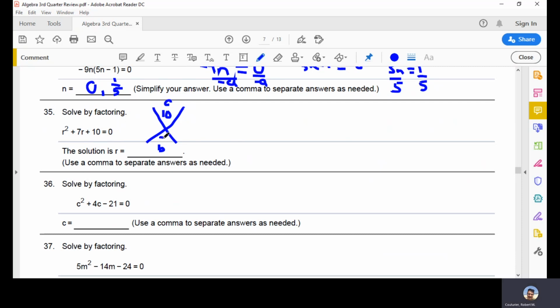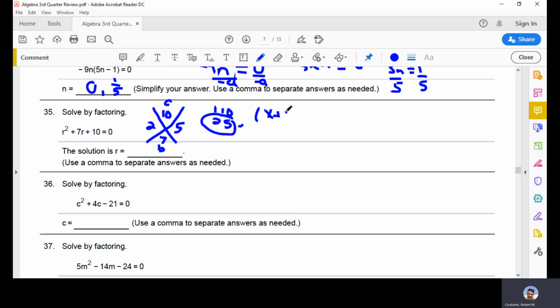B is 7. Okay, we need to find the factors of 10 that when we add them together get us 7. So just list a few factors, 1 and 10. The next one is 2 times 5. And there's all of our factors. When you add this one or this one, does either of these add up to 7? Yes. This set of factors does. 2 and 5.